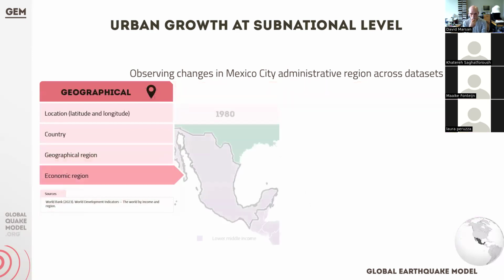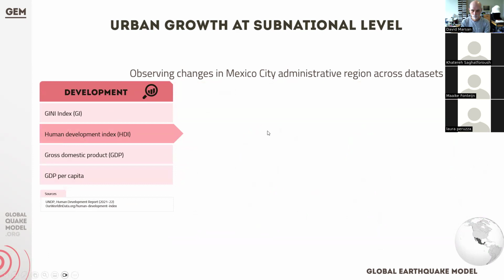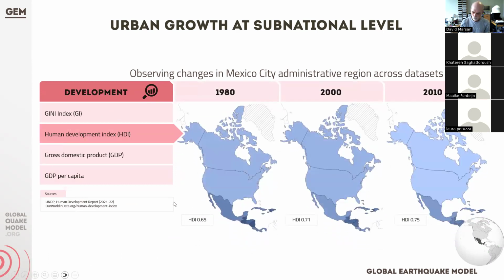And then also geographic variables, because these changes are not happening in the void, right? So what was the economic status of Mexico in the 80s, in 2000s, in 2010? And obviously very important also, human development variables. So for example, the Human Development Index, how was Mexico doing during the 80s, during the 2000s, during 2010? What was the GDP per capita, the GDP of the country, the inequality?